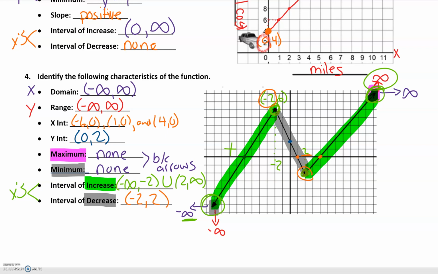Okay? So again, with increasing and decreasing intervals, please make sure you are using the x values. Using the x values always. You need to make that something in your memory that you do not forget. It's the x values. Okay?